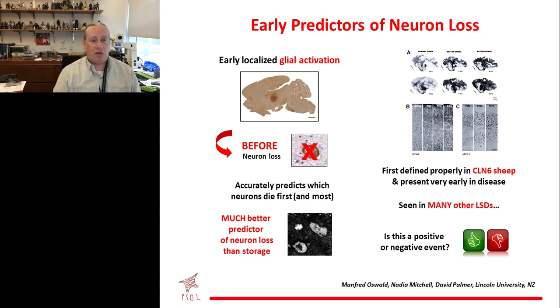One of the first places we defined that properly was actually in a sheep model of the disease and discovered that it was present actually very early in the disease. In those sheep, it's actually present prenatally. And that, of course, raises the question whether this is present in many other similar diseases now. It raises the question as to whether this is a positive or negative event in disease progression. If it's something that's a positive, potentially regenerative thing, it's something we might encourage. If it's a negative event, it's something that we might wish to try and control or damp down.